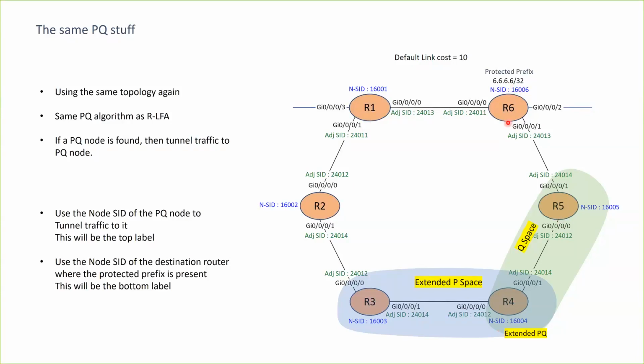So what do you think will be the top label, bottom label? Top, 16,004. Bottom, 16,006. Correct. On WebEx as well, I hope that's clear, right? In this case, the top label will be 16,004 because I have to reach R4. And then the bottom label will be 16,006 for R4 to send it to R6. Hope this is clear, right?